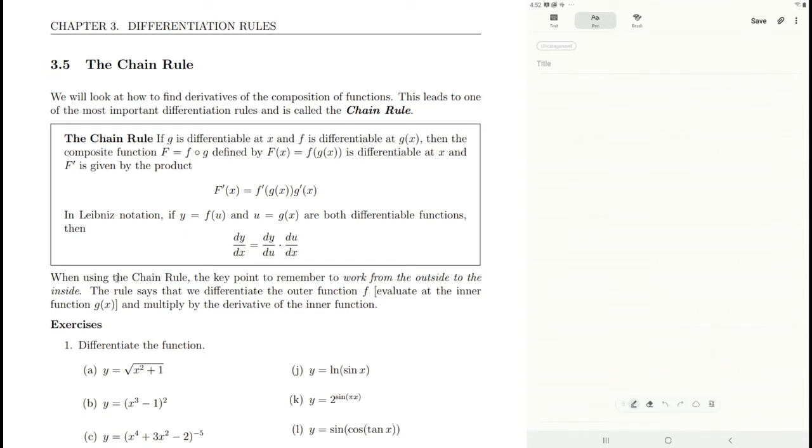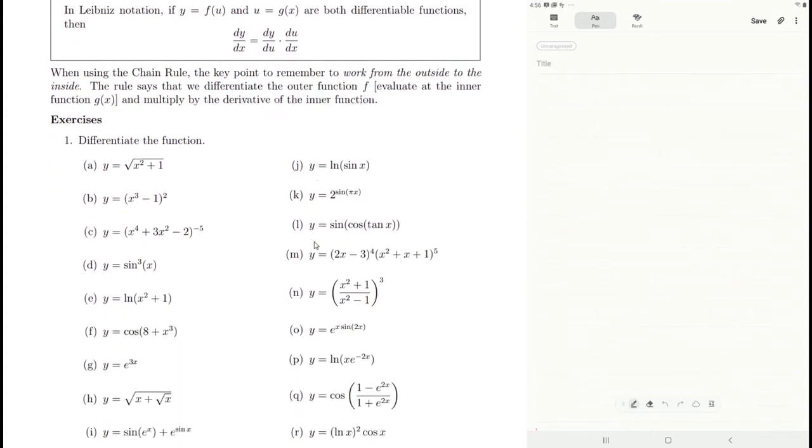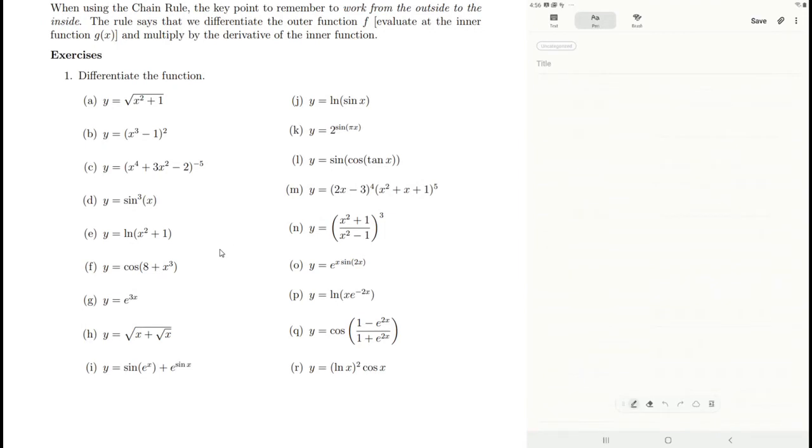When we are using the chain rule, the most important thing to remember is to work from the outside towards the inside. What the chain rule says is that we differentiate the outer function, f, we leave the inner function unchanged, and then we multiply this by the derivative of the inner function. So let's have a look at some examples of applying the chain rule. Notice that there are tons of examples in this section, and this is just to emphasize the importance of the chain rule, as we will be using this rule throughout the remainder of the course.